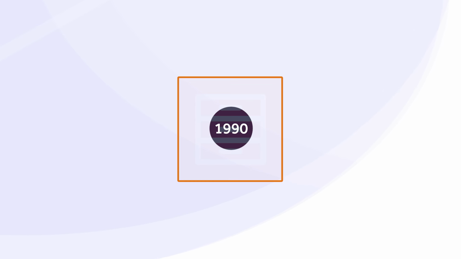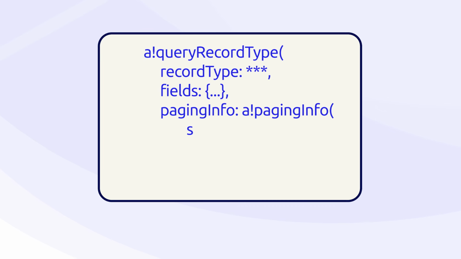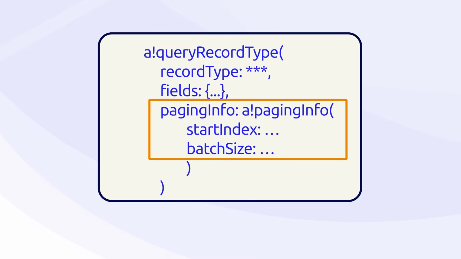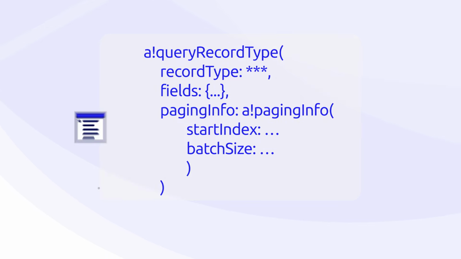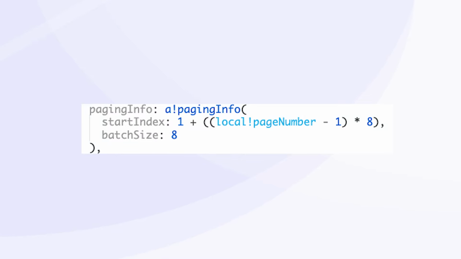Next, let's talk about records. If your record type has thousands of records, you should avoid trying to load them all at once. First, use filters with a!queryFilter to only show the most relevant data. For example, the mechanic would only need to see their own assigned requests. Second, and most importantly, use paging with a!pagingInfo. This function lets you break up the data into smaller batches. Instead of asking for 10,000 records, you ask for the first 25. Or, in our case, 8, since we are only displaying 8 maintenance requests per page.